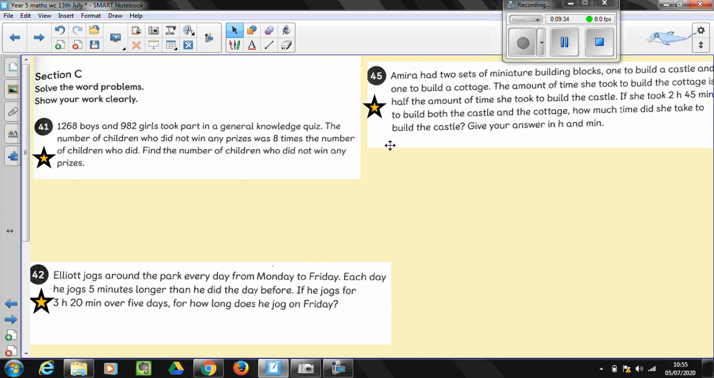The last question. Amira has 2 sets of miniature building blocks, one to build a castle and one to build a cottage. The amount of time she took to build the cottage is half the time she took to build the castle. I'd suggest you bar model so that you can help picture that. If she took 2 hours and 45 minutes to build the castle and the cottage, how much time did she take to build the castle? Give your answer in hours and minutes. Pause the video and have a go.